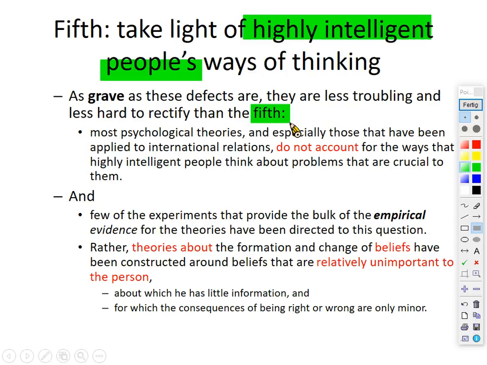What is this? Most of the psychological theories, and especially those that have been applied to international relations, do not account for the ways that highly intelligent people think about problems that are crucial to them. Highly intelligent people, they become the decision makers for us. They are highly trained, highly educated. To some extent, they are elites in the society. So their ways of thinking may be somewhat different from ours, right? Of course, they still make mistakes. But psychological studies do not really specialize in the analysis of their ways of thinking. They do not account for that. Let's just assume they will do the same thing as ordinary people do.